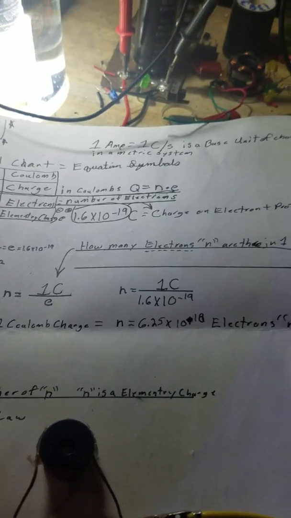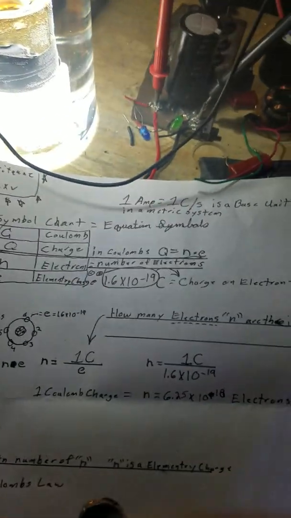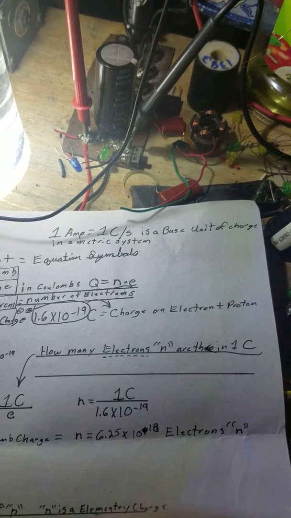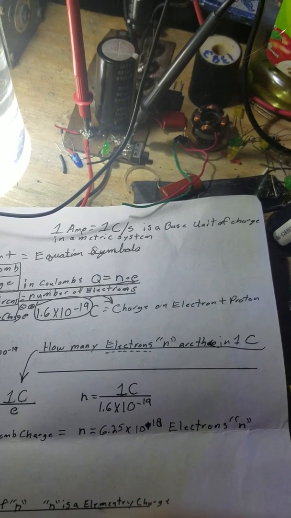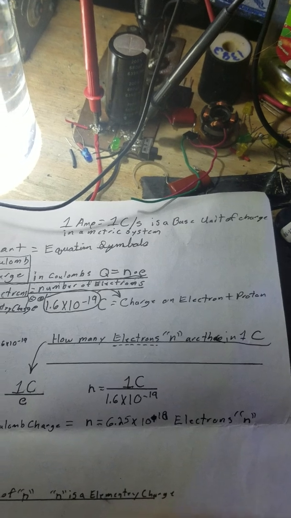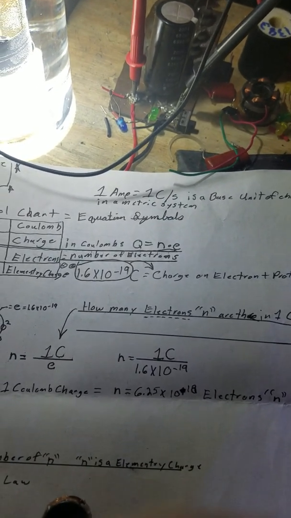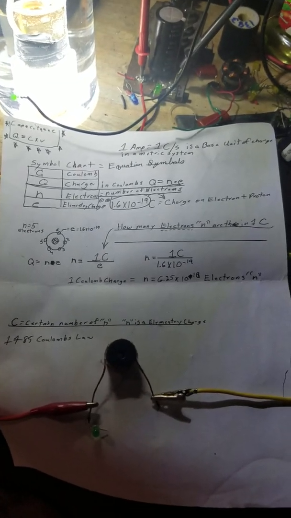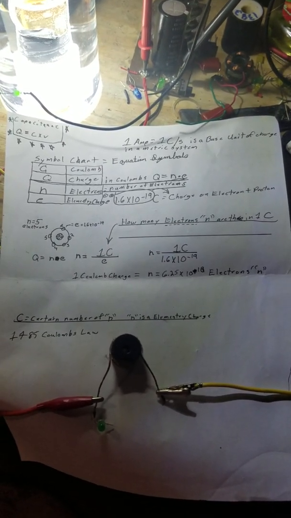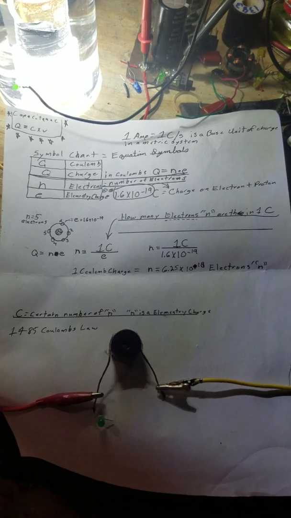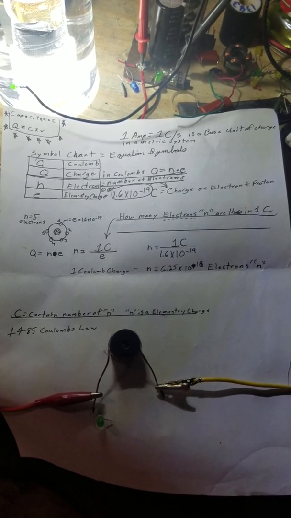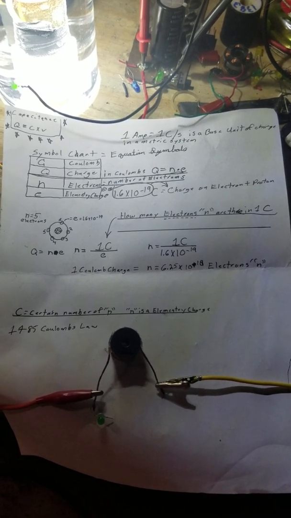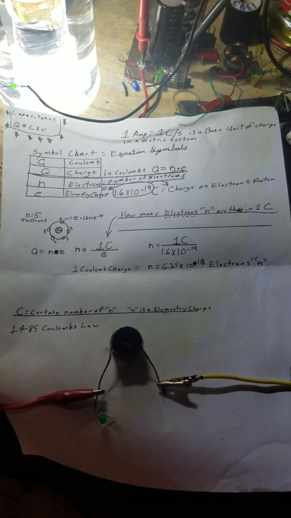Anyway, I'm sharing this paper with you. 1 amp equals 1 coulomb per second, a base unit of charge in the metric system. This is what I want you to do. I'm going to back this camera off. You see this paper right here? I want you to copy it. Get you a pen, get you a pencil, freeze this screen, and everything I have here, write it down. Familiarize yourself with it.